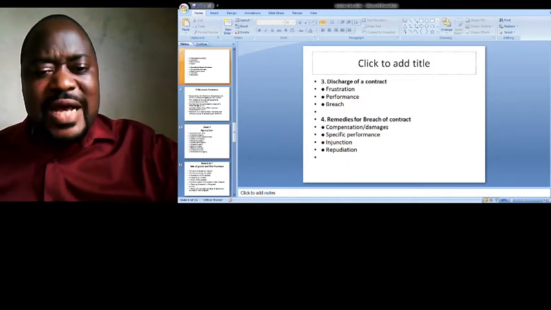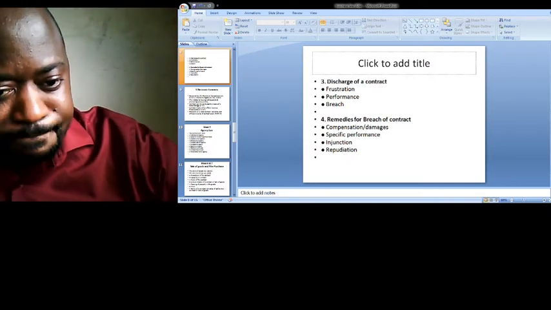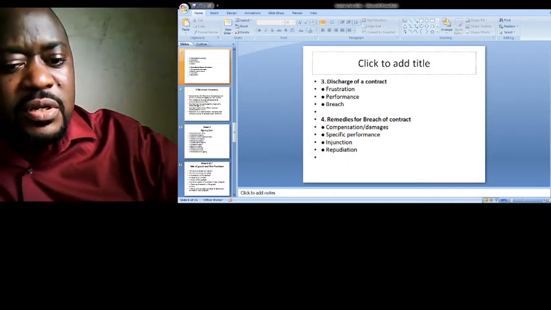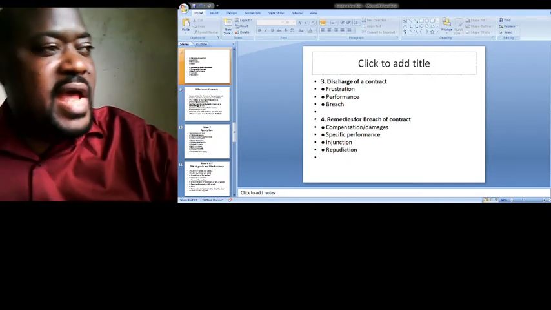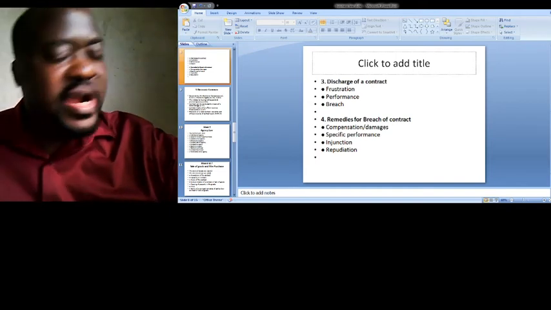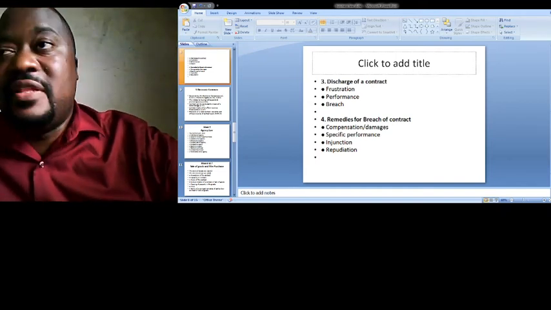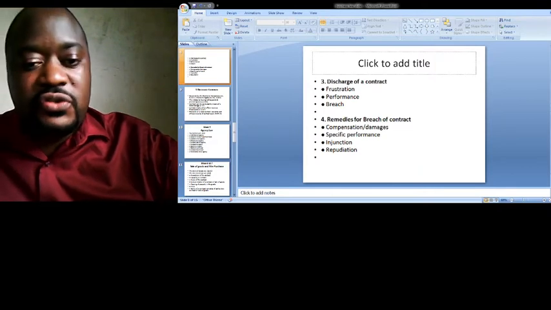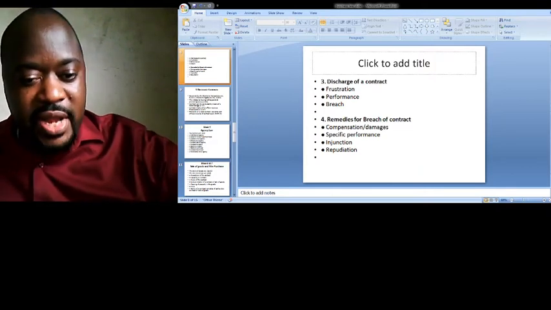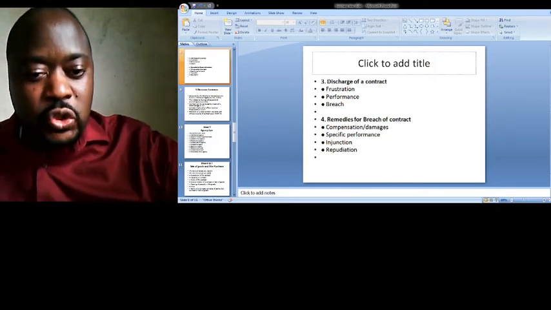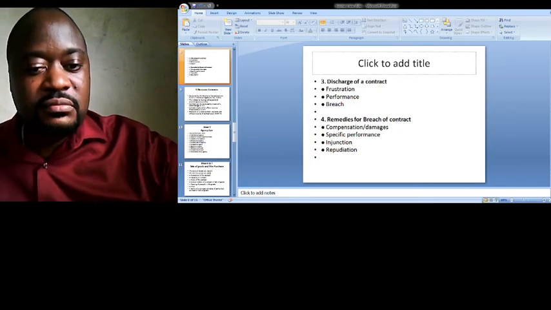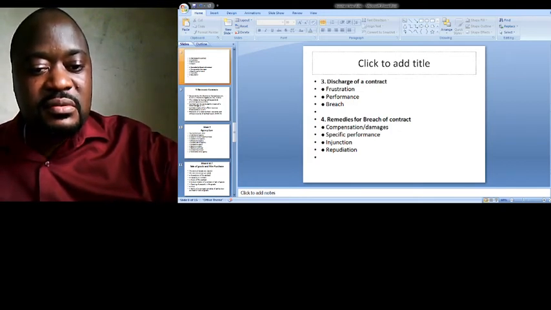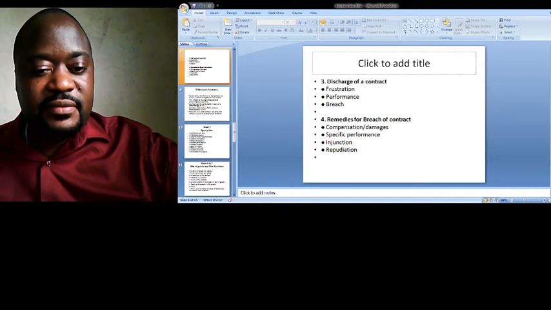And then we'll look at discharge of a contract. How a contract can come to an end between two contracting parties. We'll look at the different ways in which a contract can come to an end. Some of those include frustration, performance, and breach of a contract.